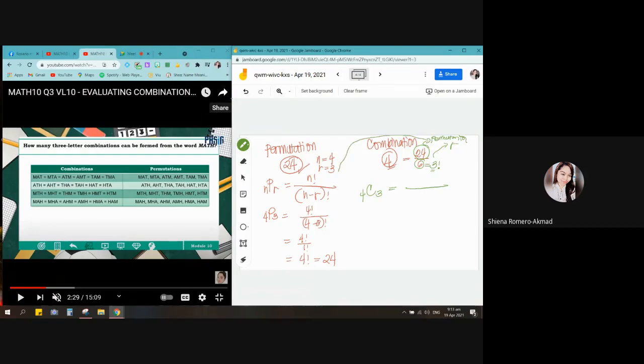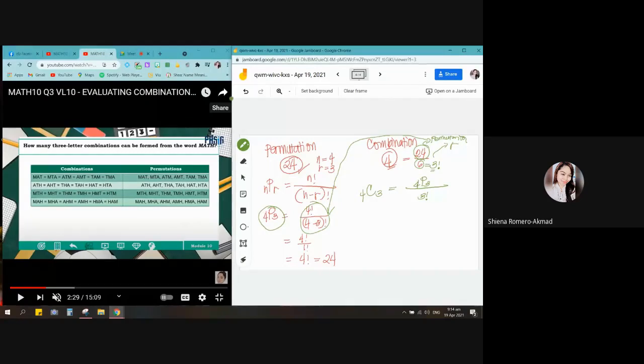Ito, dito siya nanggaling. Yan, ito. So, dyan siya nanggaling, yung 24. That's permutation of 4 taken 3 at a time. And yung nasa denominator niya, which is 6, ay nanggaling naman sa 3 factorial. Dinivide natin siya sa 6 because we are eliminating, we are getting the total number of arrangements na hindi na ulit. Kaya tinatanggal natin yung mga naulit.